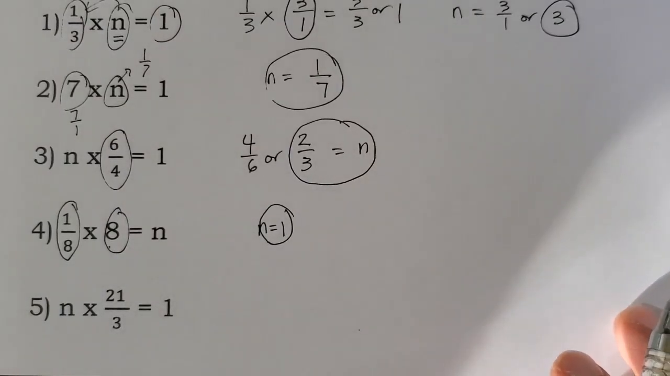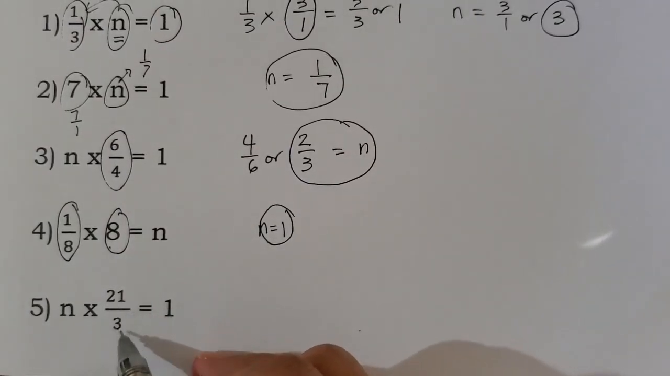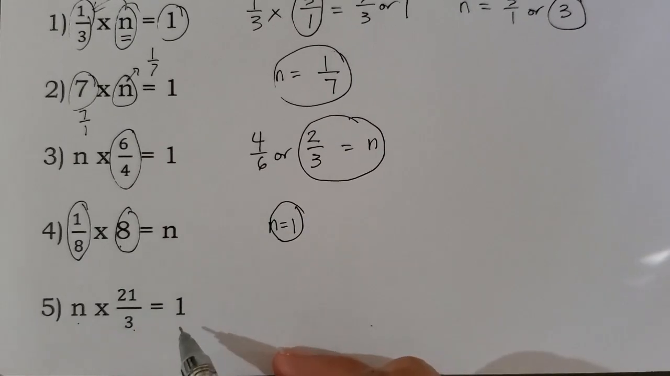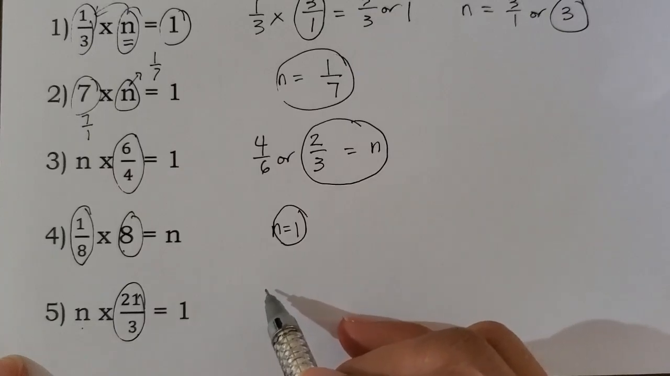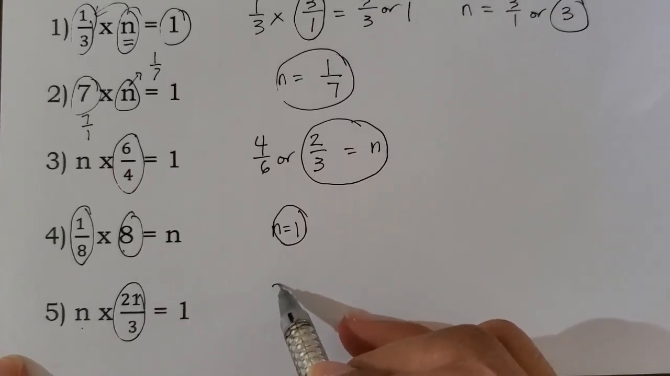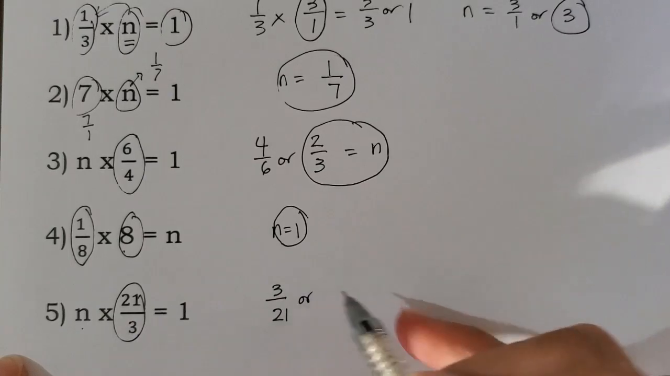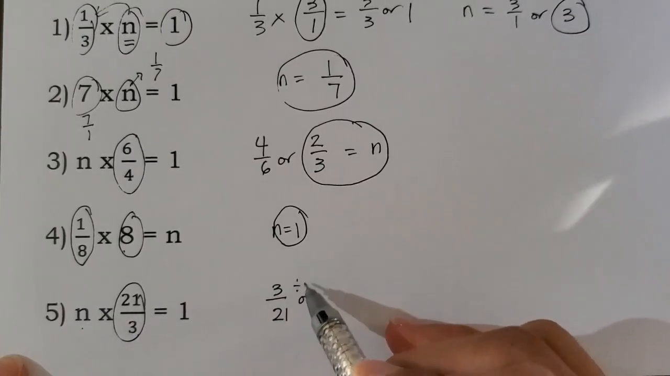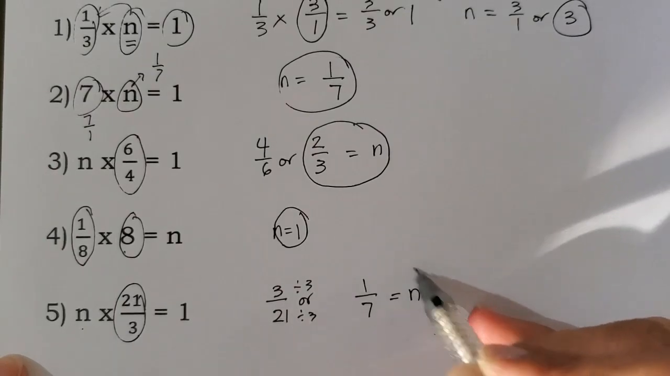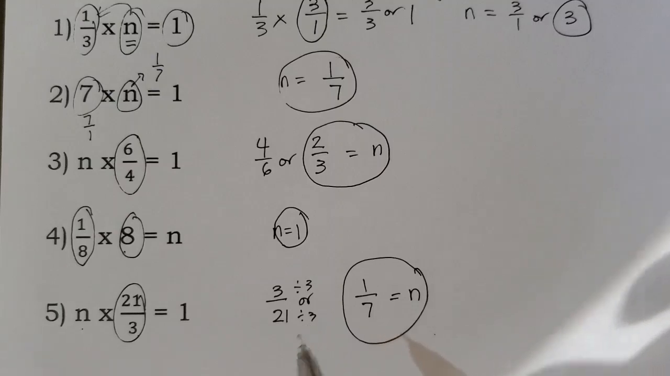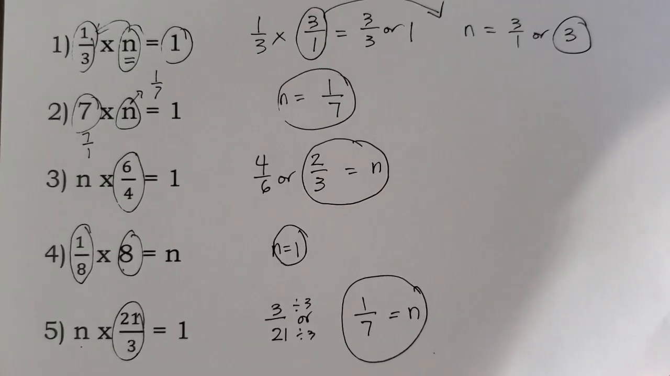And finally, what's to be multiplied by 2 1/3 so that the product is 1? Of course, the reciprocal of this 2 1/3 is to be multiplied by that so that the answer is 1. So that is 3/21, or that could be written in simplest form. Both are divisible by 3. So that is 1/7, the value of n if written in simplest form. So those are the answers for our activity. I hope that you get a perfect score, and please be ready for your assessment.